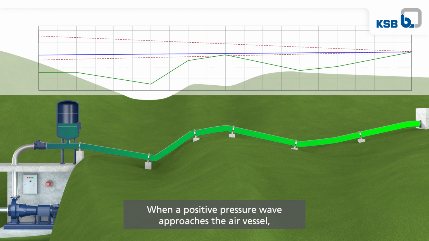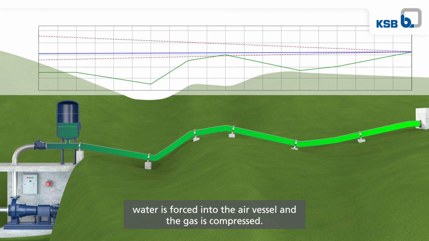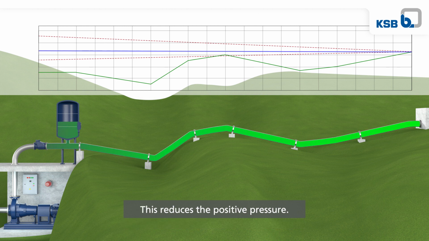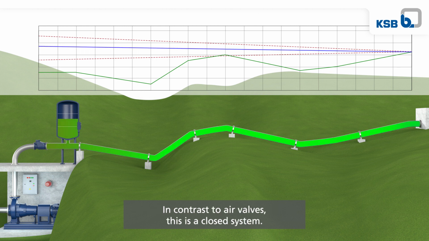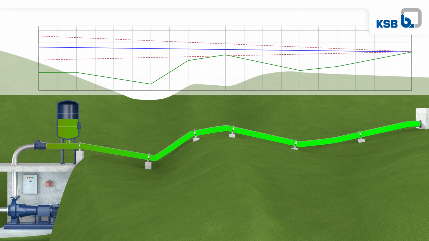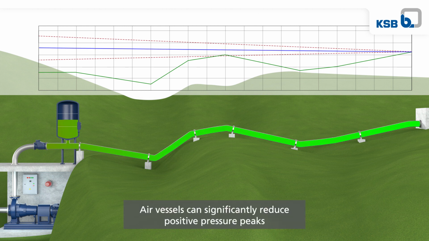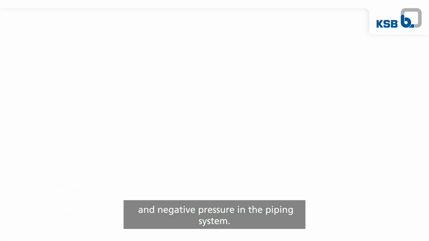When a positive pressure wave approaches the air vessel, water is forced into the air vessel and the gas is compressed. This reduces the positive pressure. With its compensating effect, the air vessel ensures much smoother pressure changes. In contrast to air valves, this is a closed system. No dirt can be drawn into the piping at negative pressure. Air vessels can significantly reduce positive pressure peaks and negative pressure in the piping system.